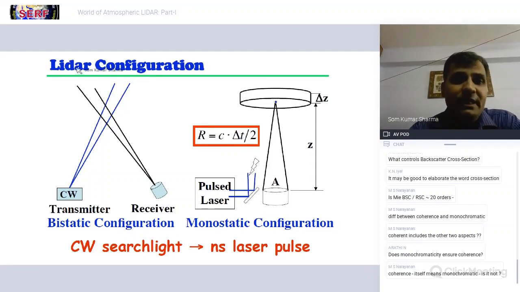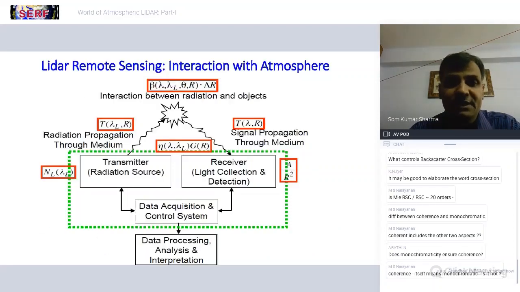So I hope it is clear. There are two LIDAR configurations. One is bistatic, when the transmitter and receivers are separated, and another is monostatic, when the transmitter and receivers are together. Mostly pulse lasers are used in the monostatic configuration, and in the bistatic configuration mostly continuous wave laser sources are used in the LIDAR system.